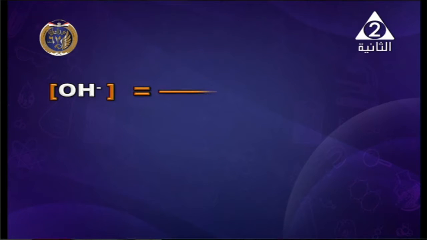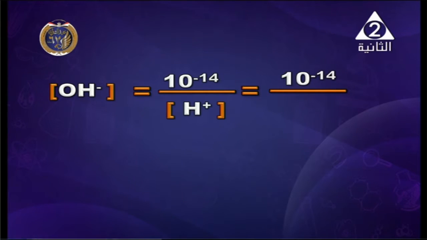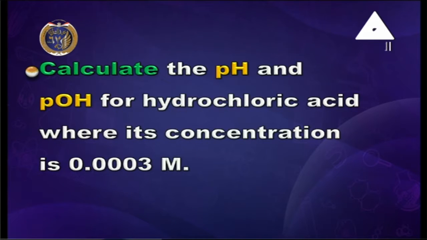Here the concentration of hydroxide ion equals 10 to the power negative 14 over the concentration of H positive, so 10 to the power negative 14 over 10 to the power negative 3, so it equals 10 to the power negative 11. The next example: calculate the pH and the pOH for hydrochloric acid where its concentration is 0.03 molar.